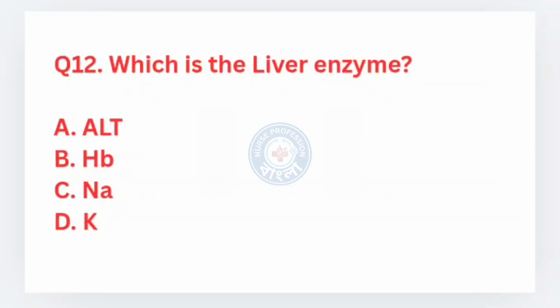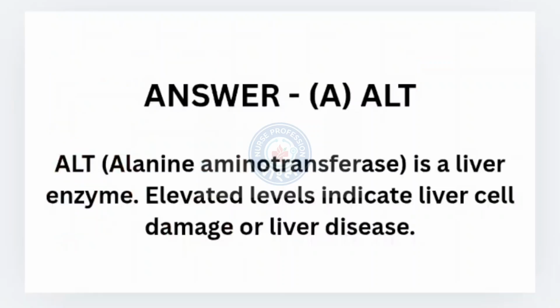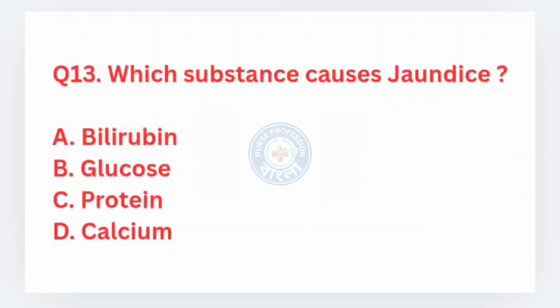12. Which is the liver enzyme? ALT, hemoglobin, sodium, potassium. Answer, ALT. Alanine aminotransferase is a liver enzyme. Elevated levels indicate liver cell damage or liver disease.